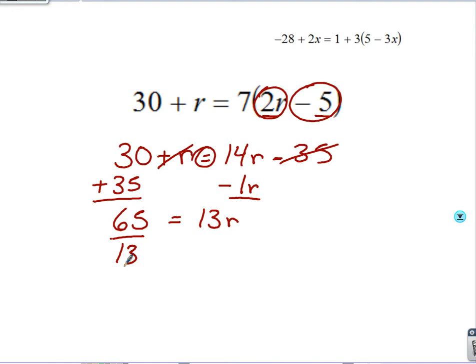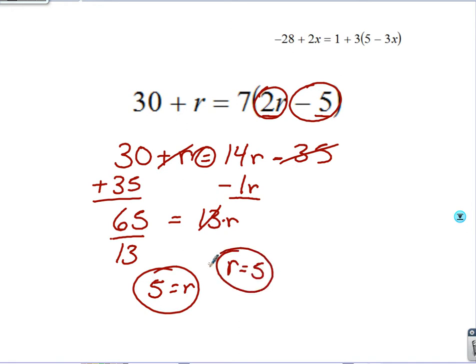Good. Mark it out. Since it was being multiplied, we move it over here and divide. 65 divided by 13, anybody do that in here? 5 is equal to R. Or I would rather see that as now R equals 5. 5 equals R, R equals 5, that's the same thing.